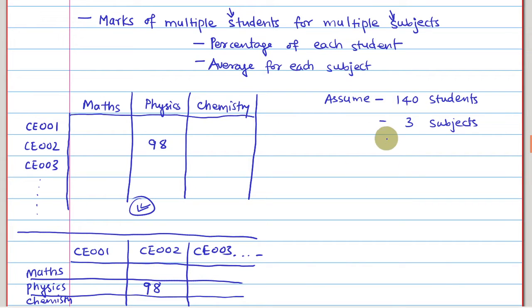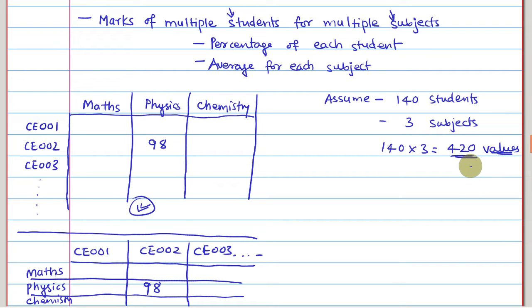So if you want to store marks of 140 students, each having 3 subjects, and let's assume that marks are whole numbers, so integers, then how many integers would you need? 140 students, each having 3 subjects. So 420 integers you will need to store. You can create a single-dimensional array for 420 values and do some mapping and use that, but that would not be understandable or readable code.